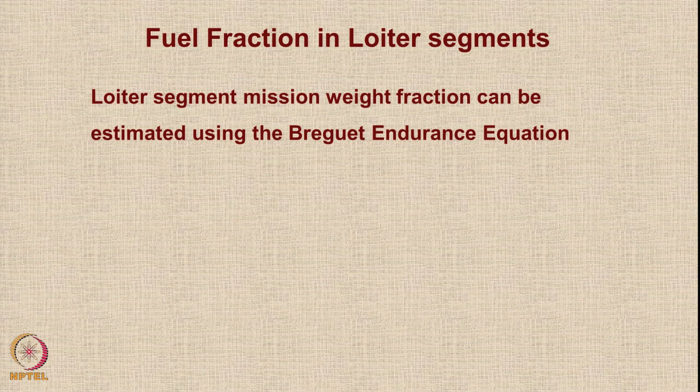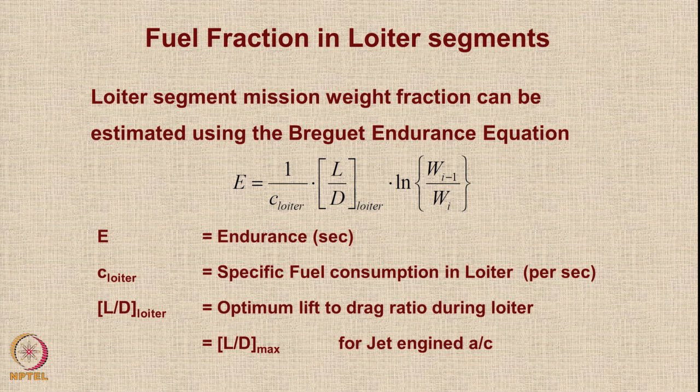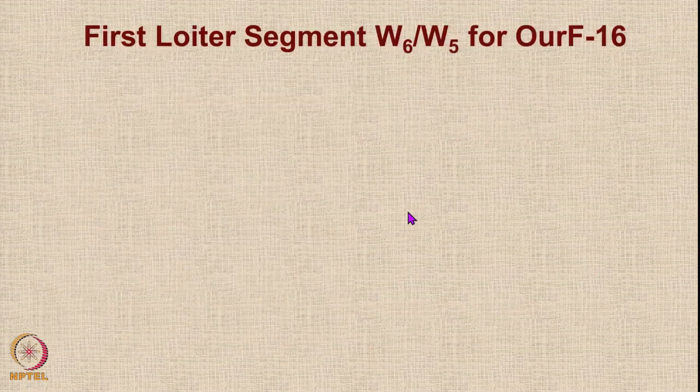Now we go to the two loiter segments. Again, you can use the Breguet endurance equation, 1 by C, L by D, log of weight ratio. But here the C will be the C for loiter, which is in this case given as slightly more than that for cruise. And L by D loiter is going to be L by D max, because it is a jet engine aircraft, and we know that a jet engine aircraft obtains its max endurance when it flies at a speed corresponding to L by D max.